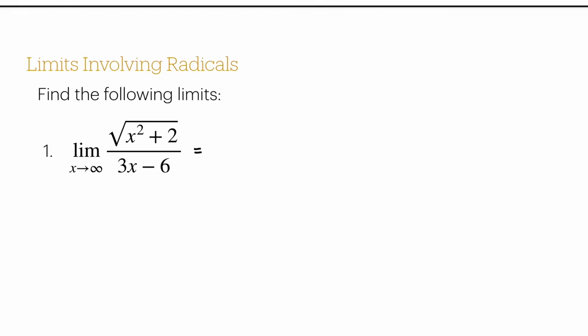So because the degree is equal and we have to transform into the 1 over x form, what we're going to do is to divide both numerator and denominator by x. So dividing the denominator by x, that would be 3 minus 6 over x as x approaches infinity. But remember that x is equal to the square root of x squared. So we have to divide the numerator by the square root form because this is also in radical form.